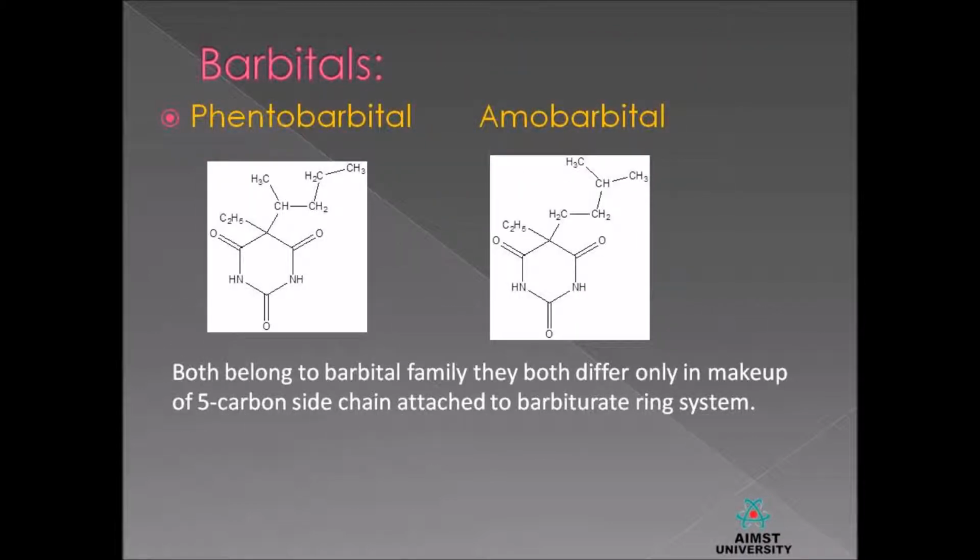Now look into the second application of positional isomerism. Here you are given 2 examples, pentobarbital and amobarbital. Pentobarbital and amobarbital both belong to the barbiturate family. They are the best examples for positional isomers. Both differ only in the makeup of the 5-carbon side chain attached to the barbiturate ring system. Pentobarbital has a shorter duration of action compared to amobarbital. Amobarbital has an intermediate duration of action. They are the best examples for positional isomerism.